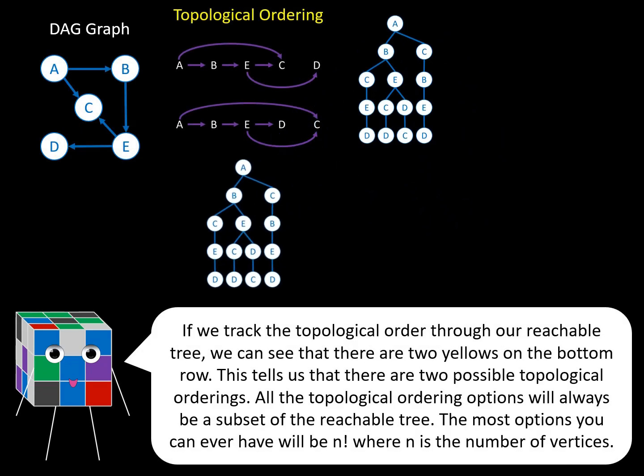If we track the topological order through our reachable tree, we can see that there are two yellows on the bottom row. This tells us that there are two possible topological orderings. All the topological ordering options will always be a subset of the reachable tree. The most options you can ever have will be n factorial, where n is the number of vertices.